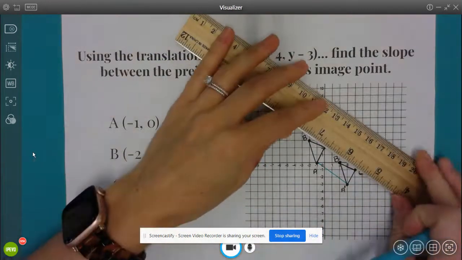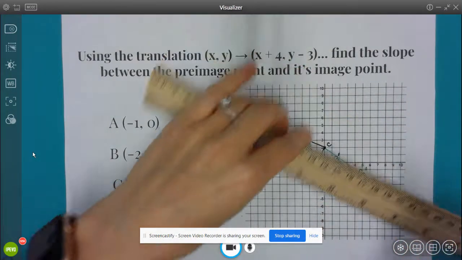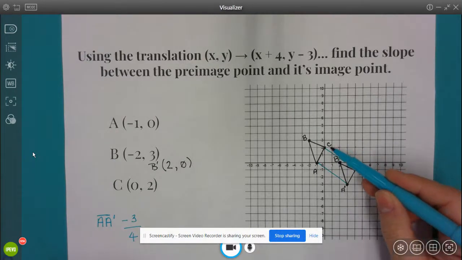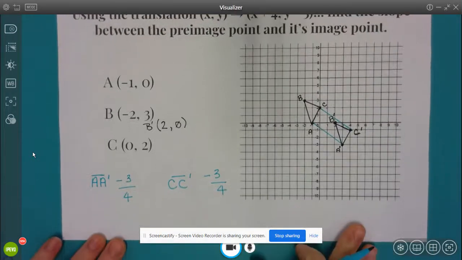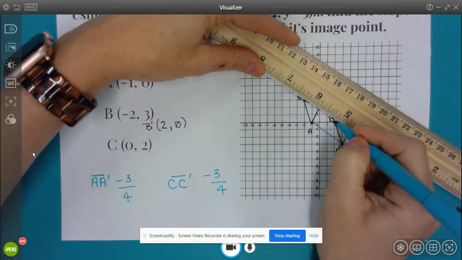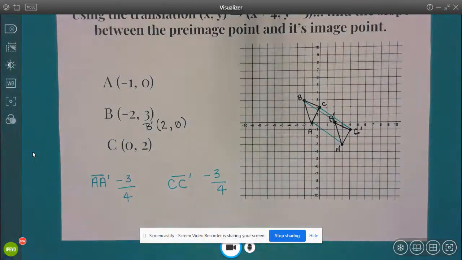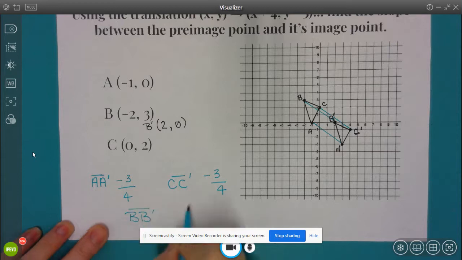If I did that for C to C prime, same thing, 3 over 4. So C to C prime has a slope of negative 3 over 4. So we would assume that B to B prime has the same slope, which in fact it does.